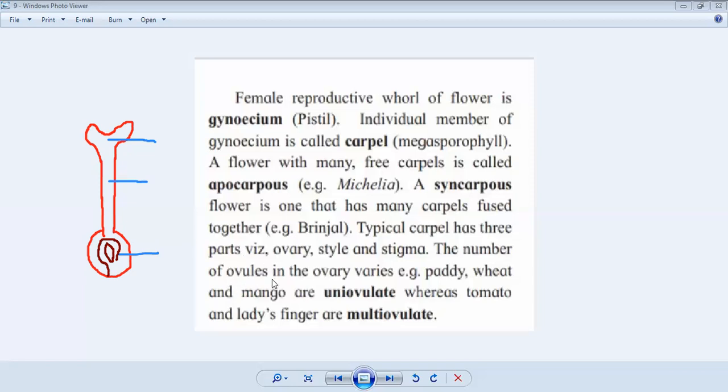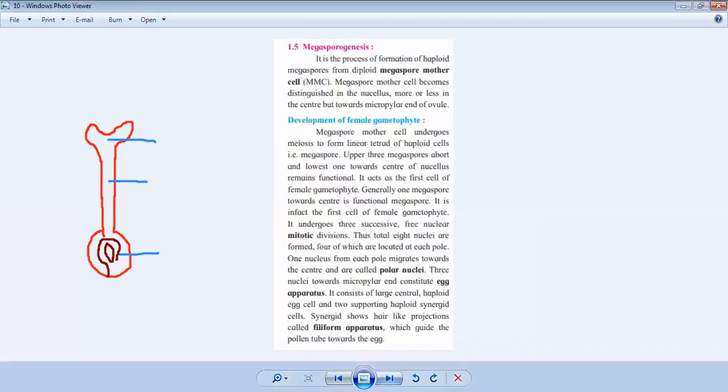The number of ovules in the ovary varies. For example, paddy, wheat, and mango are uni-ovulate, whereas the tomato and the lady's finger are multi-ovulate. तो यानी कितने नंबर ऑफ ओव्यूल्स वहां पे प्रेजेंट है उसके बेसिस पे यूनी ओव्यूलेट और मल्टी ओव्यूलेट स्ट्रक्चर ऐसे बनता है, ऐसे इन लोगों ने यहाँ पे बोला है.